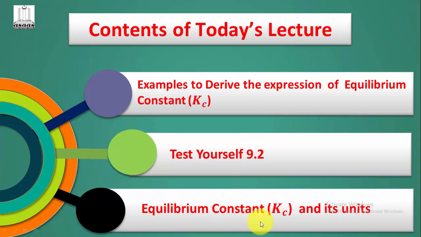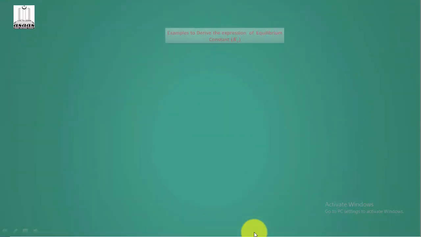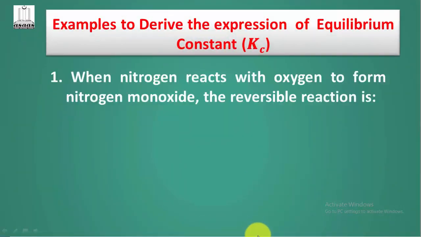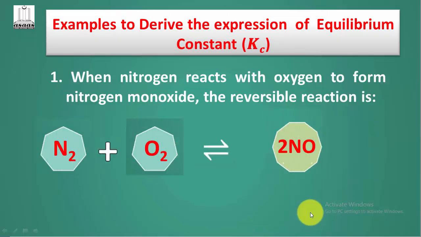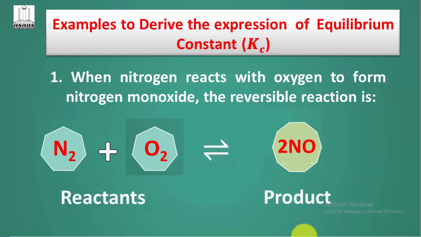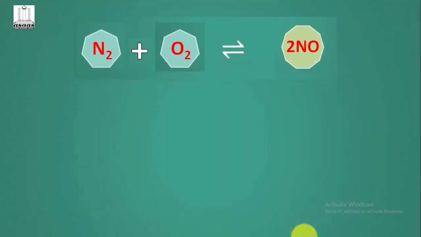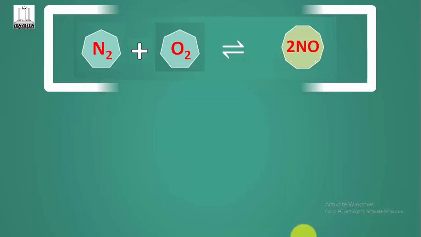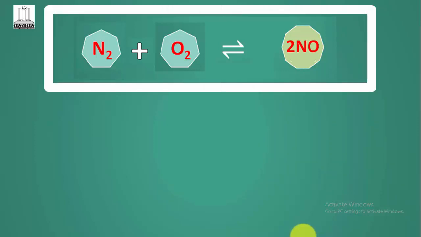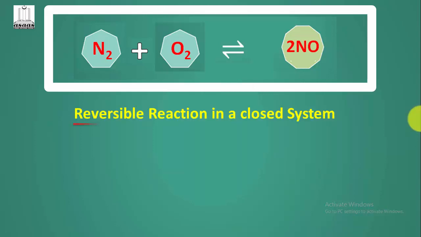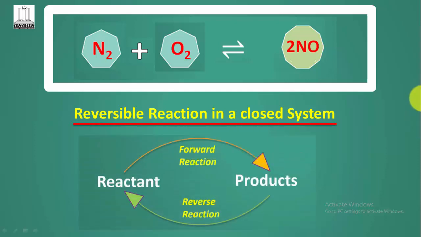Dear students, when nitrogen reacts with oxygen to form nitrogen monoxide, the reversible reaction is N2 plus O2 is equal to 2NO. The double arrow in the reaction shows that the reaction is reversible. We have discussed in the previous lecture that a reversible reaction can only happen in a closed system. So this white rectangle shows that the reaction is happening in a closed system, and in a reversible reaction, reactants are converted into products and products are converted into reactants.